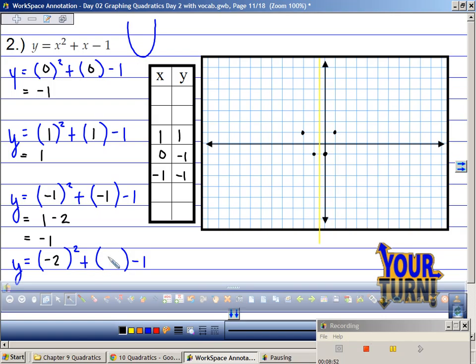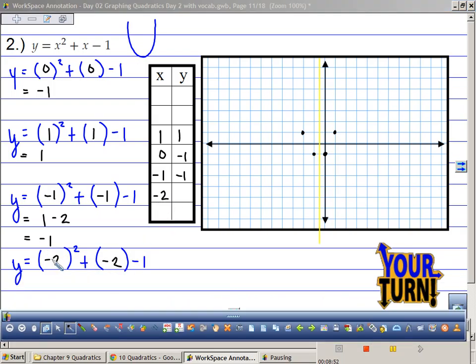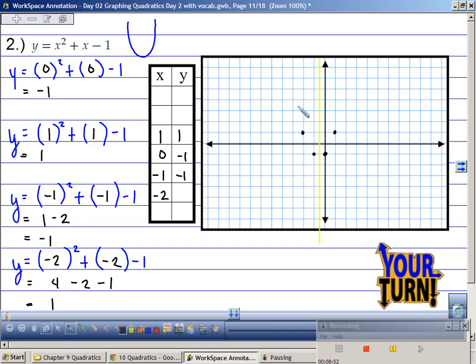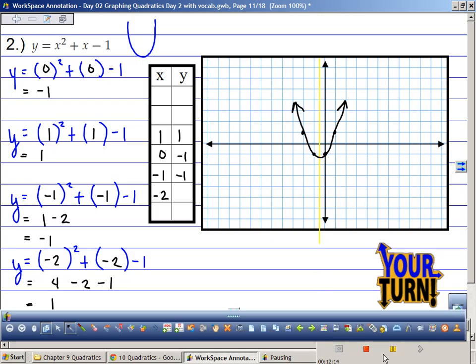Let's try it. Plug in negative 2. What happens? Negative 2 times negative 2 is 4. Minus 2 minus 1. Do I get 1? Yeah. I do. So that's it right there. Goes like this. See that?